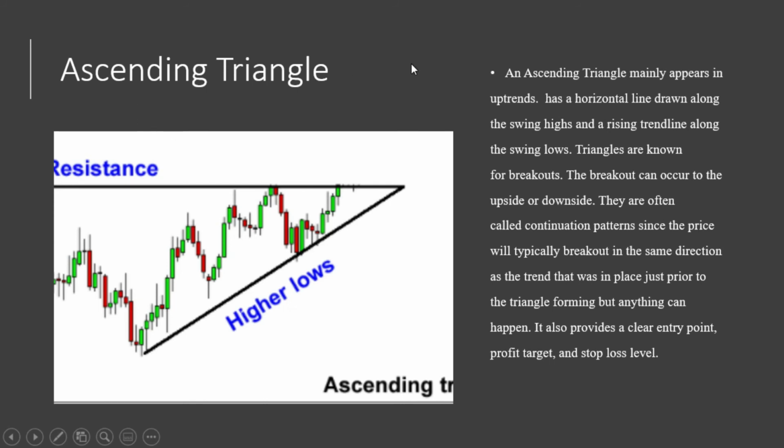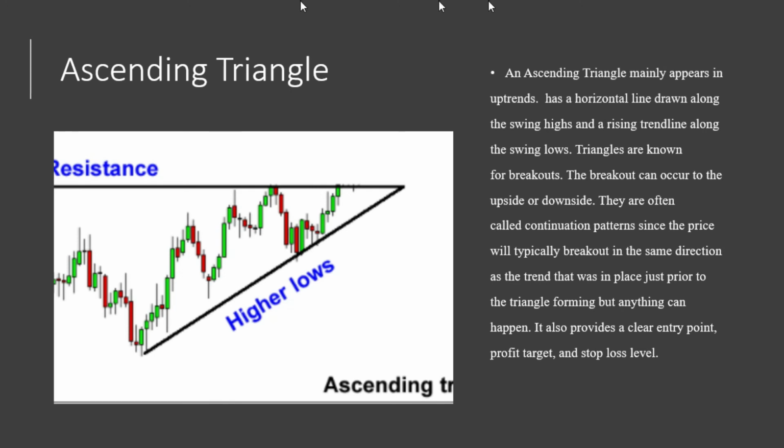An ascending triangle mainly appears in uptrends, has a horizontal line drawn along the swing highs and a rising trend line along the swing lows. Triangles are known for breakouts. The breakout can occur to the upside or the downside. They are often called continuation patterns since the price will typically break out in the same direction as the trend that was in place just prior to the triangle forming. But anything can happen, right? It also provides a clear entry point, profit target, and stop loss level.